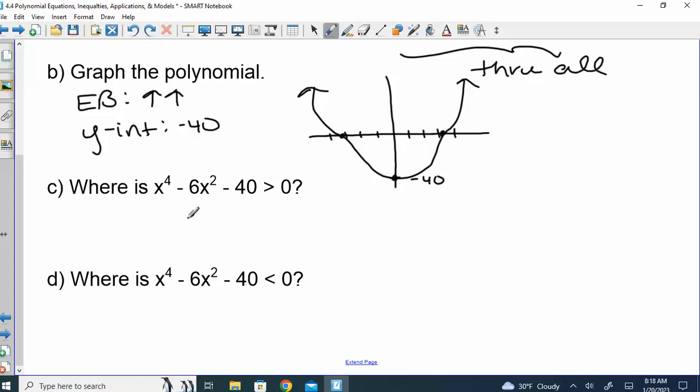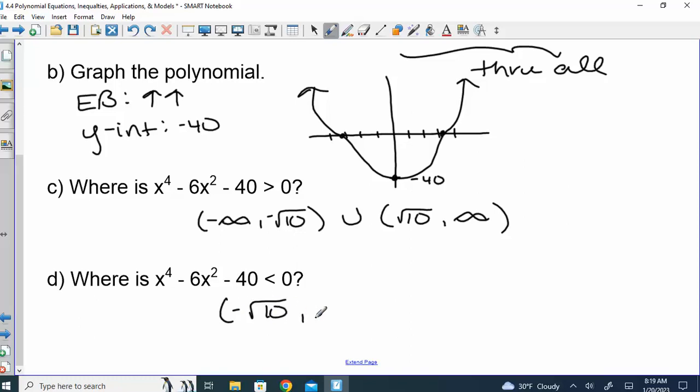Okay. Where is this graph greater than 0? Negative infinity to square root of 10. I was just doing square root of 10. Oh. Square root of 10 to positive infinity. All right, where is it less than 0? 3.16. Yeah, let's use the square root of 10. It's not rounded. A little more precise.